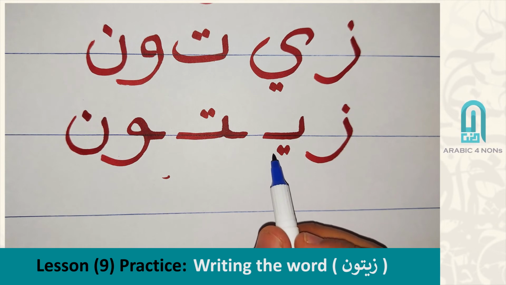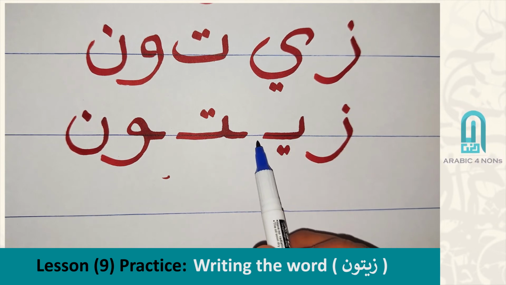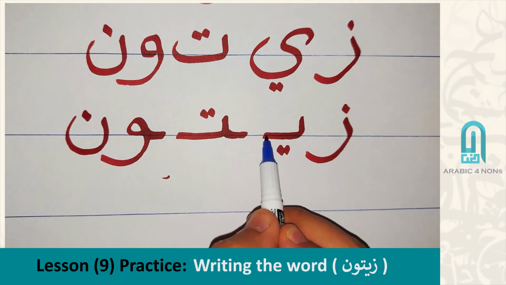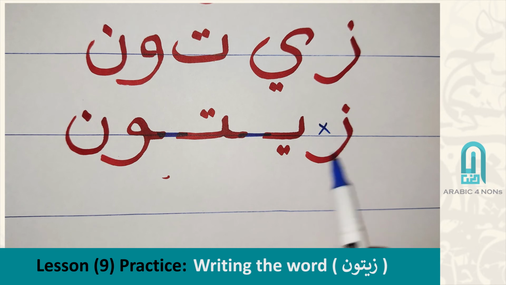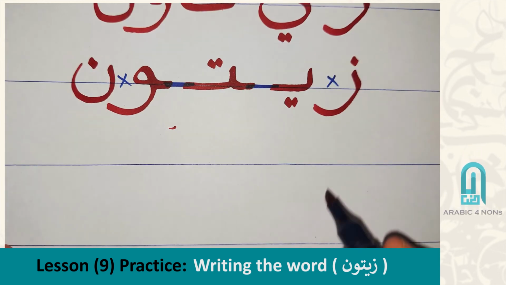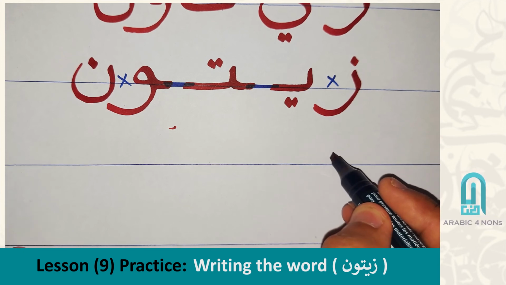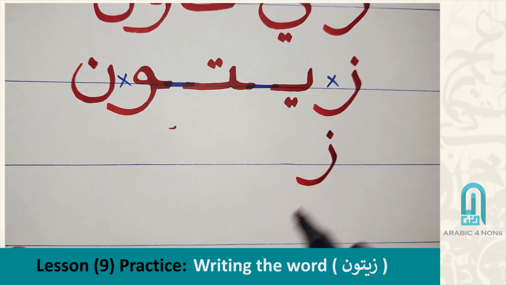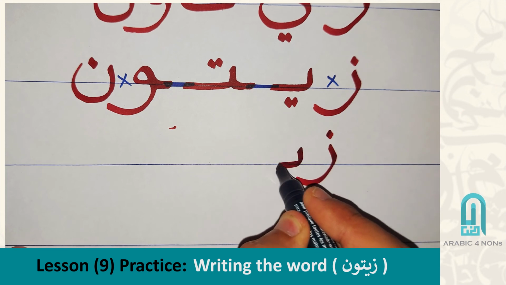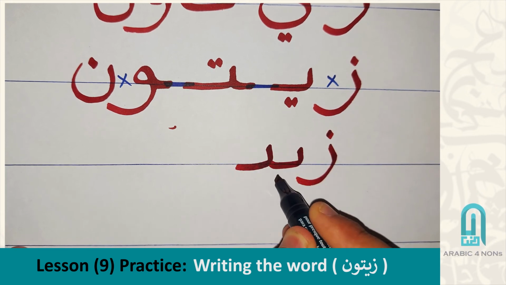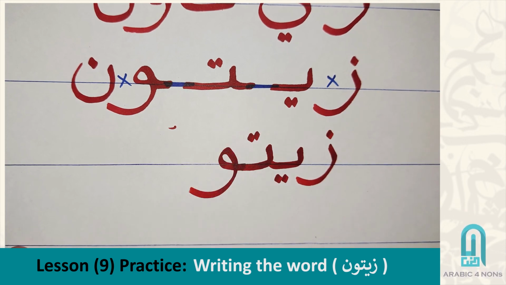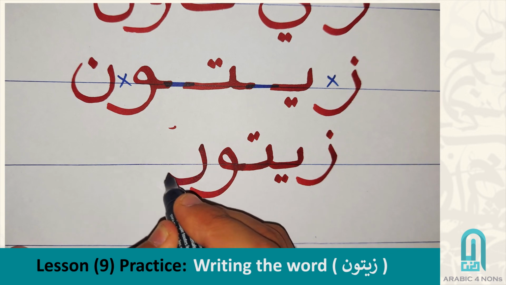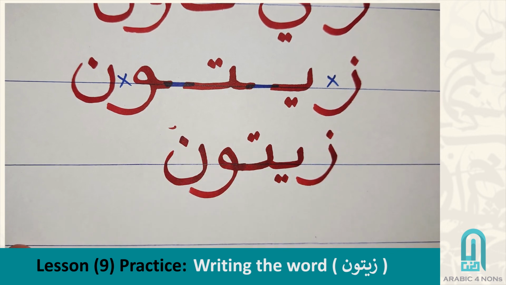So what's remaining now? Joining. We only join horizontal lines. So we join these two. We join these two, while we leave this one empty with no joints. So let me do it all in one step. The first one, Z. The second one, Y. The third, T. The fourth one, W. And the last one, N. And here it is. Here is the word.